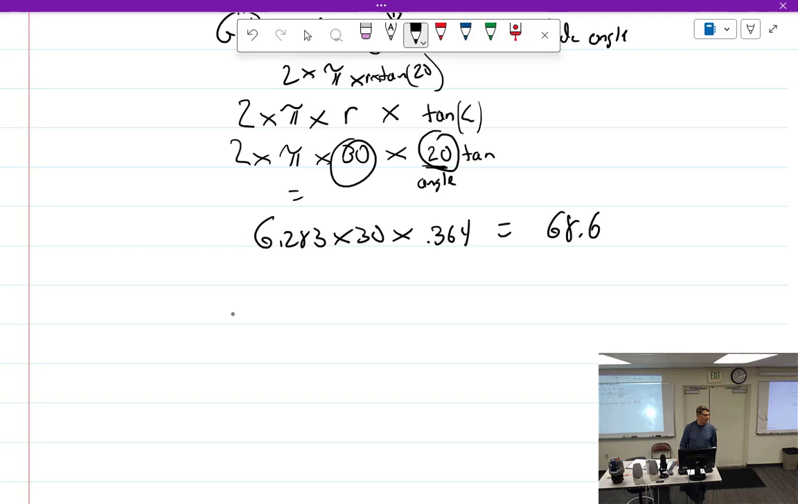So on the test, what's going to be the given? Do it one more time. You have a prop. That is 80 inches. And at the 75% station, it is 20 degrees. Go.